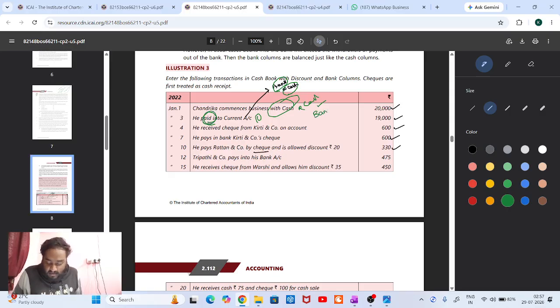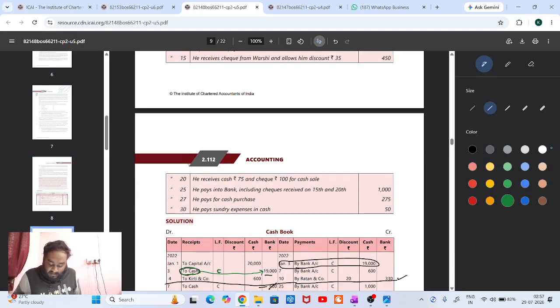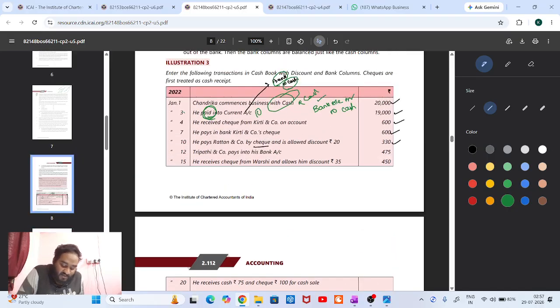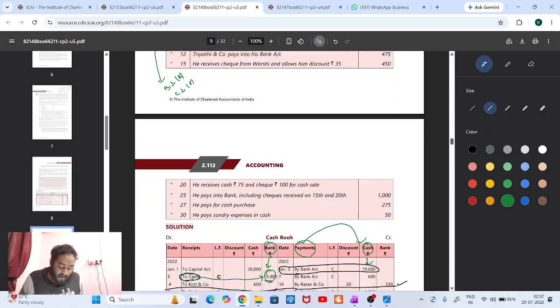So bank account debit to cash account. So bank balance should be increased, and cash balance should be reduced, right? That is the contra entry, the double entry effect. First, bank balance increased, cash balance reduced. This is on the payment side, this is on the receipt side. He received check from Kriti Setti and Company. So received check, bank balance should increase.